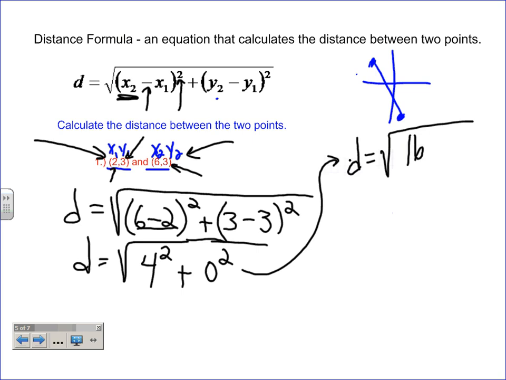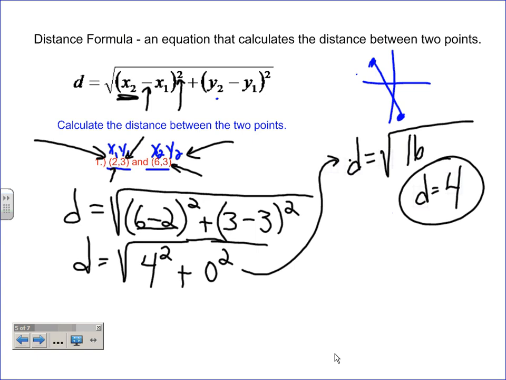And the square root of 16 is 4. Is there any label on that? Do I know? You know, it could be miles, it could be millimeters for all I know. I don't know. And so you don't label it. It's 4. We will revisit this problem in just a little while. Any questions on that?